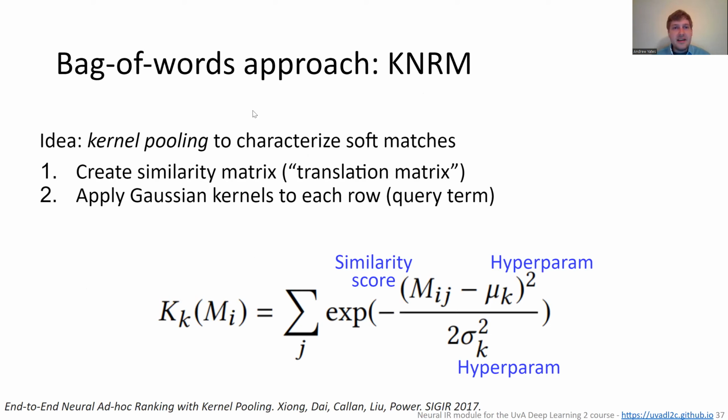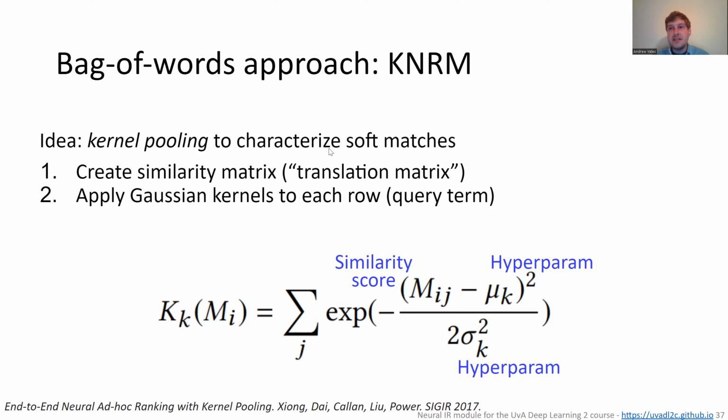But the idea is that first we create some similarity matrix. In the paper, they call this a translation matrix. And then given the similarity matrix, it's going to create something like a differentiable histogram or a soft histogram. So basically, we're going to count, given this query term, how many document terms are around 1.0 similarity? How many document terms are around 0.9 similarity? How many are around 0.8 similarity? This sort of thing. And this they call kernel pooling.